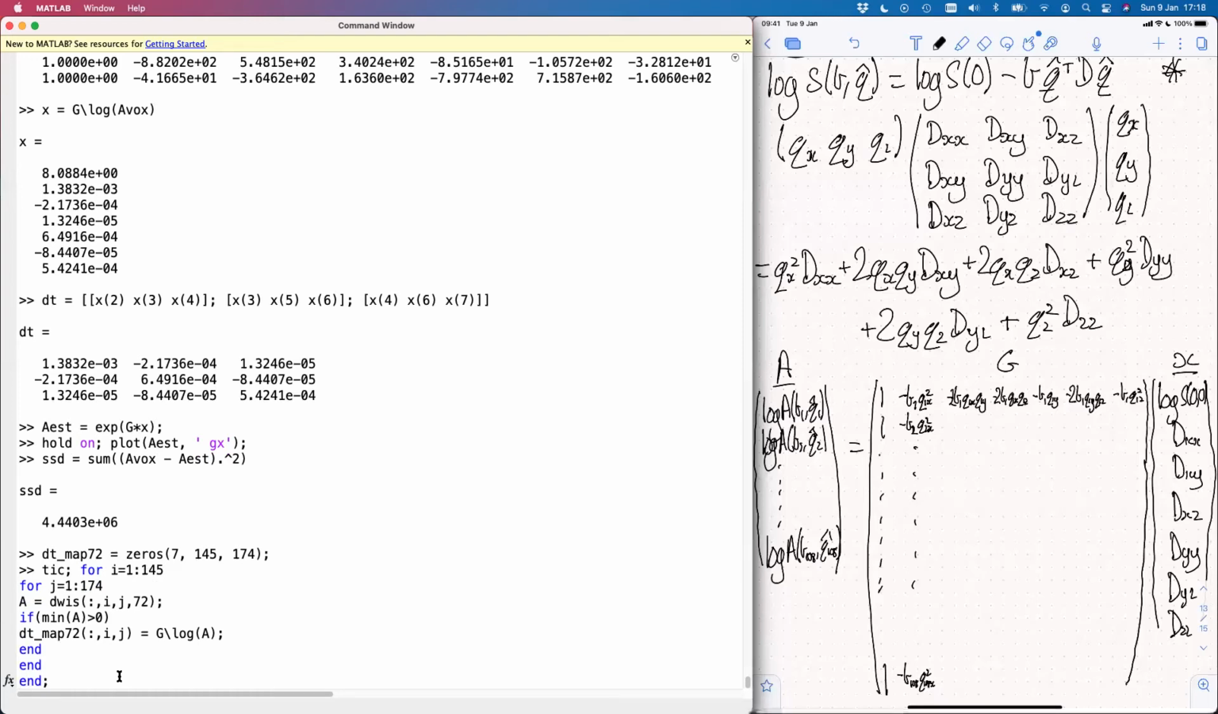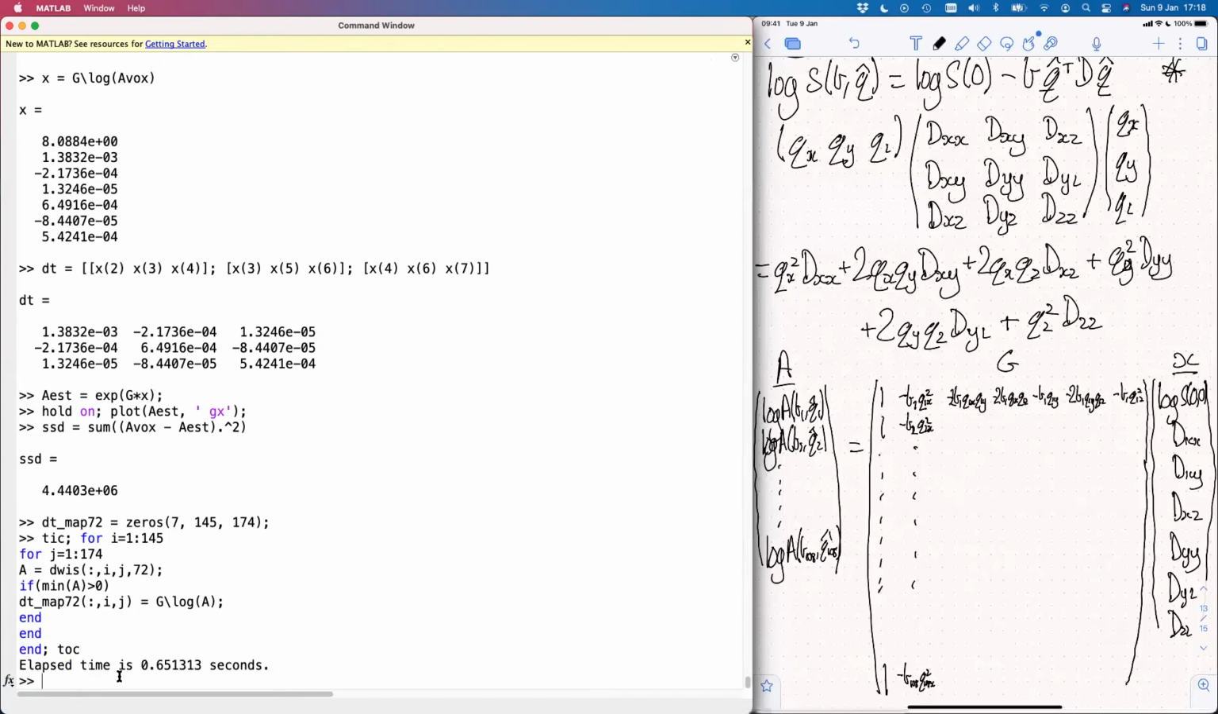And then at the end of this last for loop, I'm going to do the tock command, and that will tell us how long this whole operation takes. So here it goes. Okay, so it ran that whole slice, fitting the diffusion tensor in every voxel of that slice in, what's that, 651 milliseconds. So let's just keep a record of that to compare it with another implementation in a second. Actually, I'll tell you what, we'll just do that other implementation now.